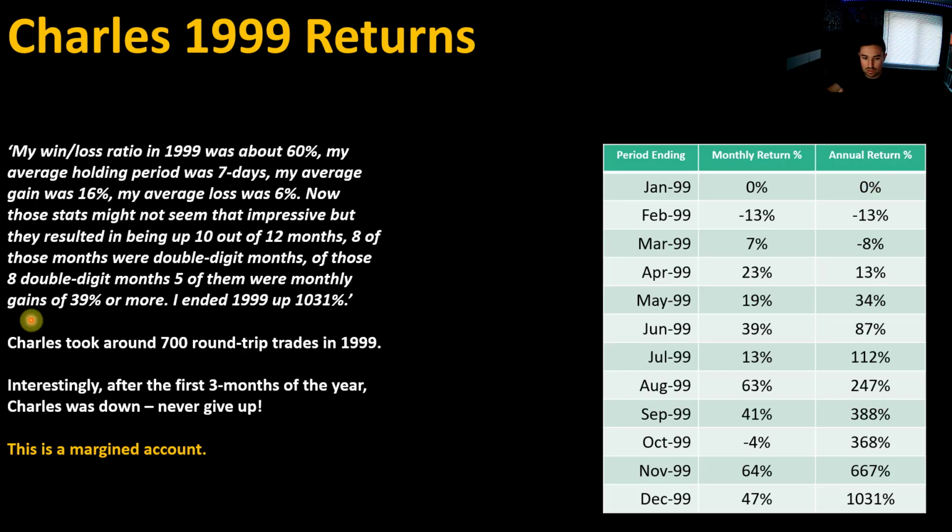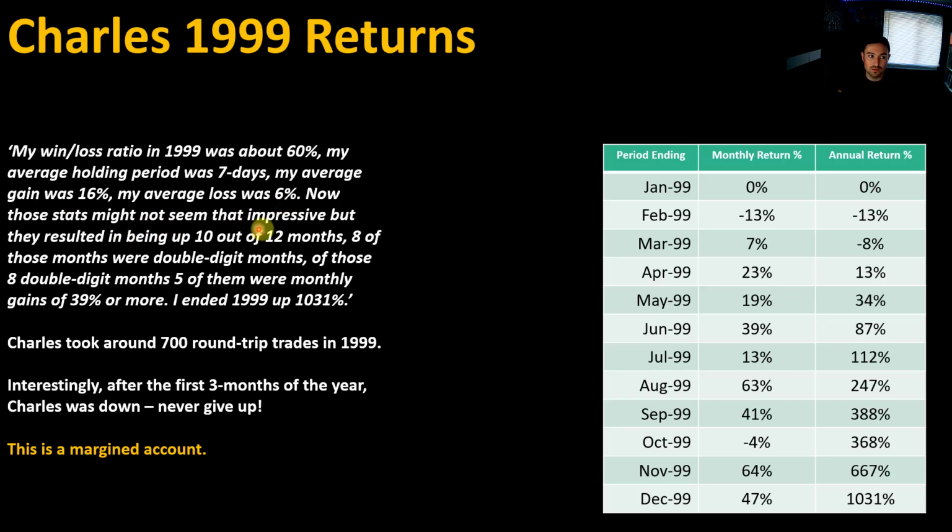So this is just talking about 1999, which is quite interesting. He was up over 1,000% for the year, but in the first quarter was down for the year, 8%. That's interesting. Never give up. My win-loss ratio in 1999 was about 60%. My average holding period was 7 days. My average gain was 16%. My average loss was 6%.